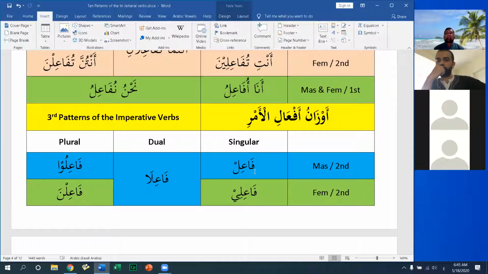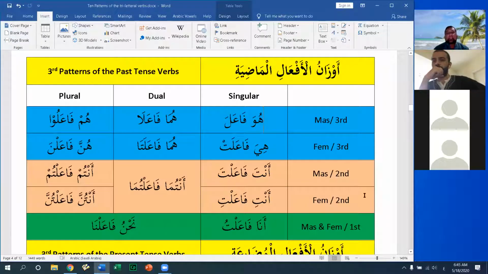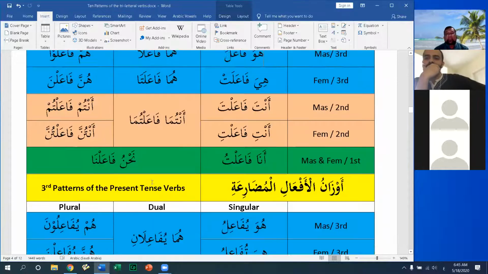And that's the third form of the verb. So if you notice, consistently, you would always have that alif after the fa, and everything else is pretty much the same as the first pattern.